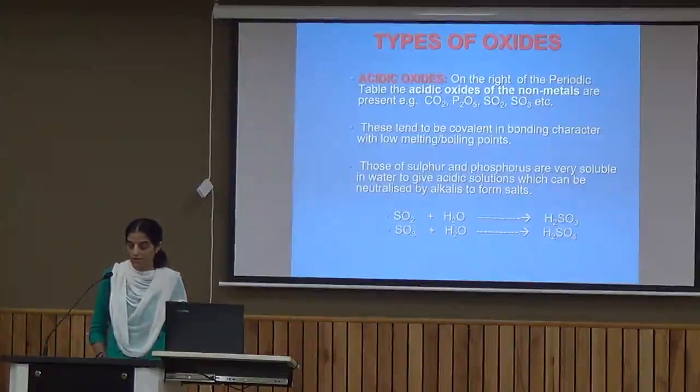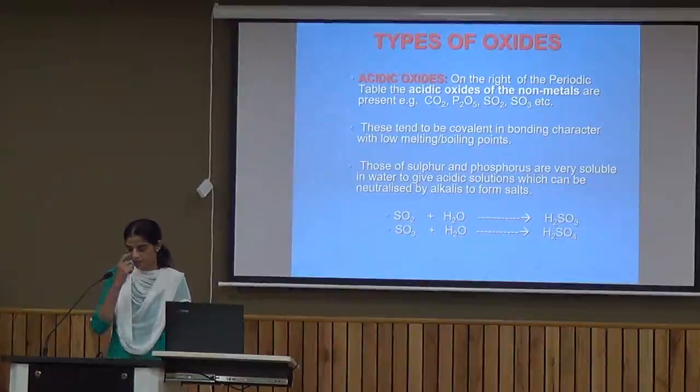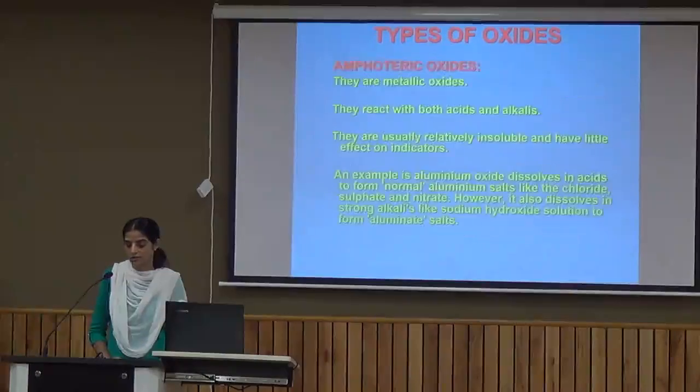Next is acidic oxides. Acidic oxides are generally the non-metallic oxides. This is clearly shown by this example. Sulfur dioxide is a non-metallic oxide. It dissolves in water to form sulfurous acid. Similarly, sulfur trioxide dissolves in water to form sulfuric acid. So this indicates that when they dissolve in water to form acids, these non-metallic oxides are acidic oxides.